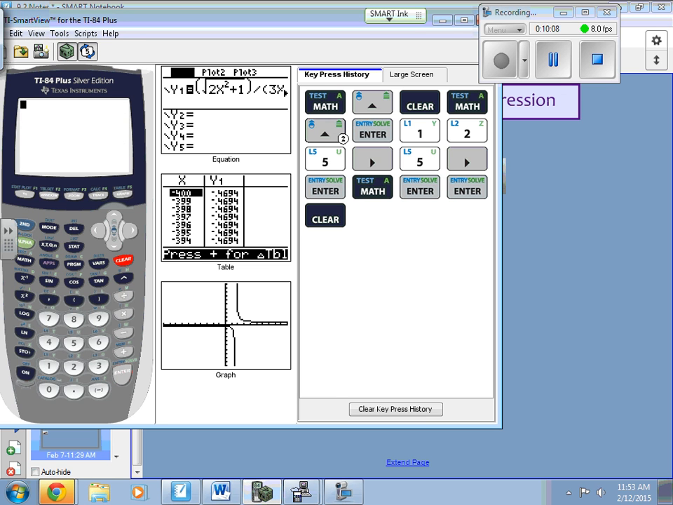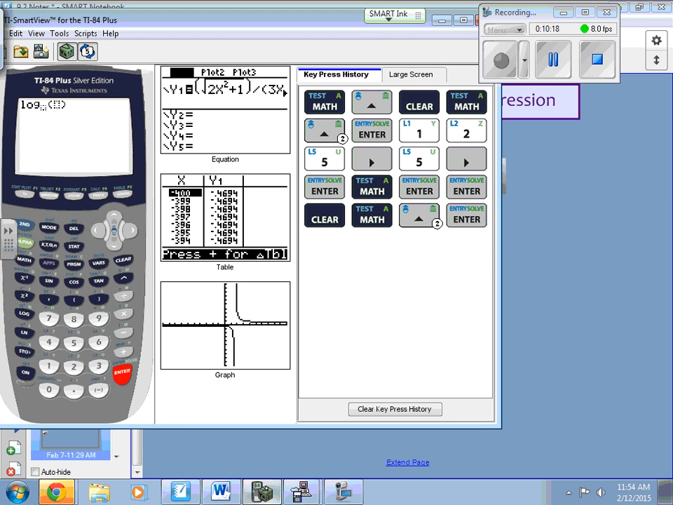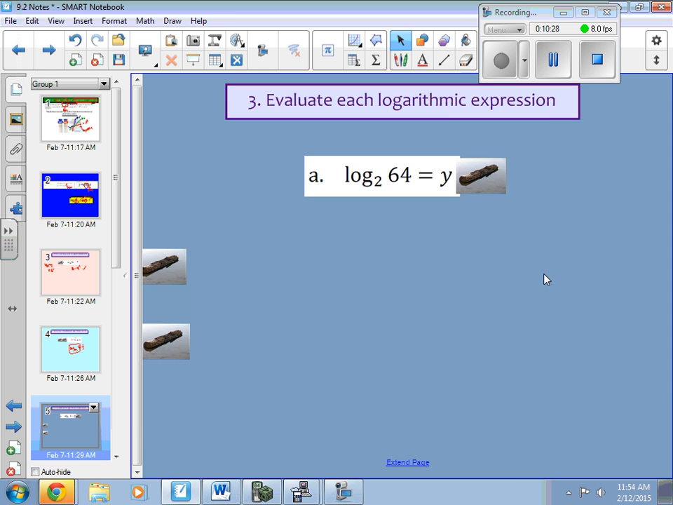So if you select math again, find our log base, we're doing log base 2 of 64. So that's what we want to type in. 2, hit over 64, hit enter, and this one tells us it's 6. So in this problem, y equals 6. And that should make sense.